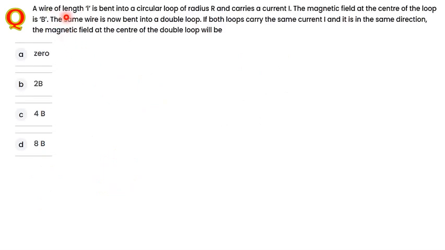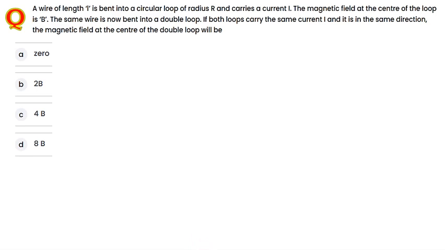Here a wire of length L is bent into a circular loop of radius R. The wire of length L, bent into a circular loop of radius R, carries a current I. The magnetic field at the center of the loop is B.